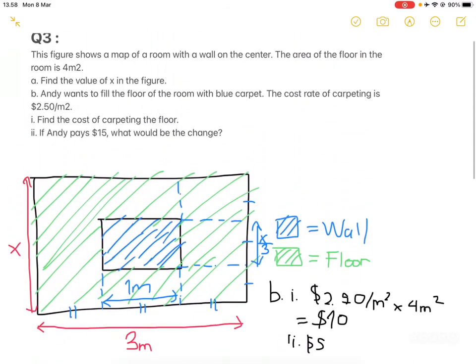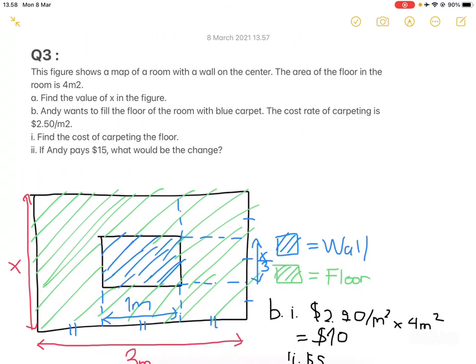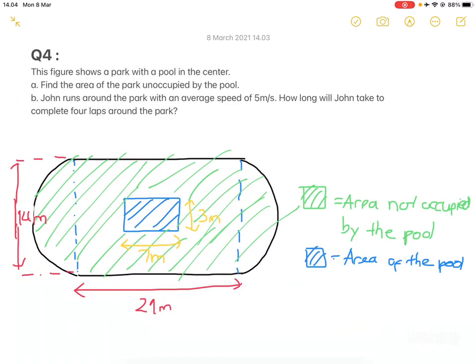So that's question 3. Let's jump into question 4, which is the last question. Alright, for question 4, this is the last one. So this figure shows a park with a pool in the center. We need to find the area of the park unoccupied by the pool first.